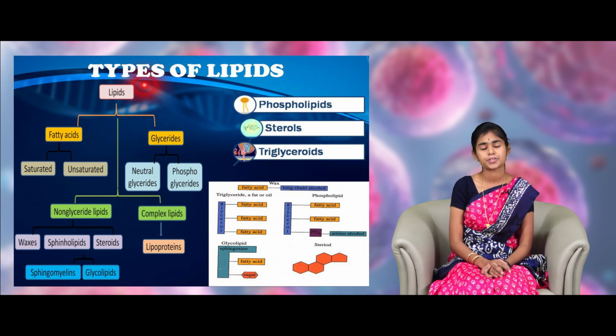Lipids are classified into different types based on different facts. Basically, they are classified into simple lipids and complex lipids. Also, in this picture, you can see various kinds of lipids like fatty acids and glycerides. Fatty acids are further classified into saturated and unsaturated fatty acids. Also, glycerides are classified into neutral glycerides and phosphoglycerides. Other than these glycerides, there are different types of lipids available in our body. We will see them one by one.